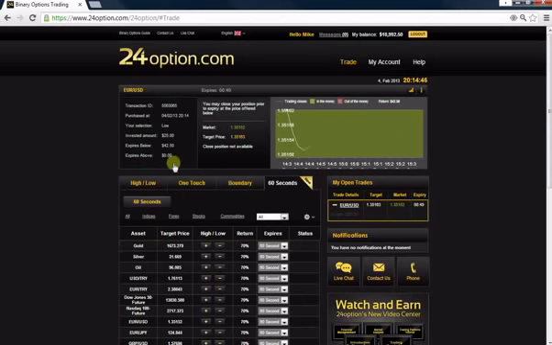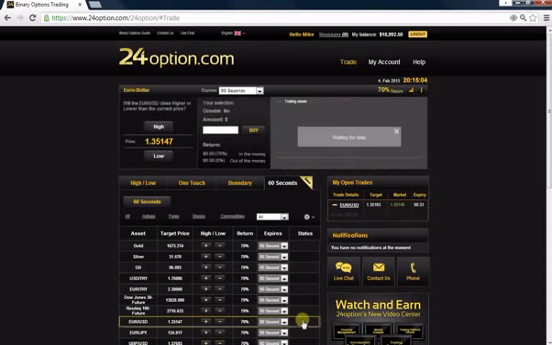Now, what's different about the 24options platform from other platforms is that you have to click in order to prepare your next trade. What I mean by that: this is the current trade, and it looks like we're winning this trade. But we want to get the next trade ready, Euro US dollar.